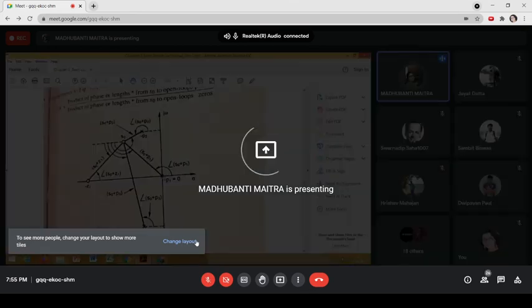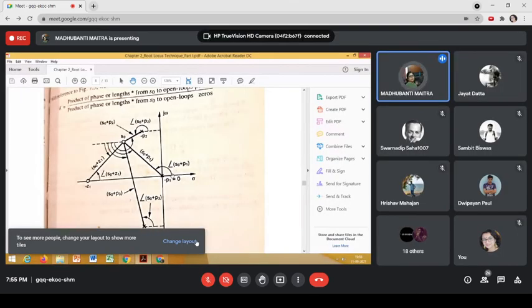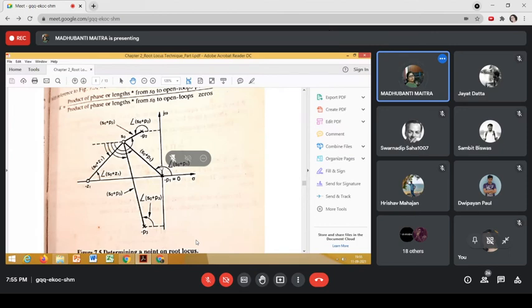The locations of the open loop poles and zeros are also known. So how can we measure, say for example, how can I measure this angle? Using protractor.